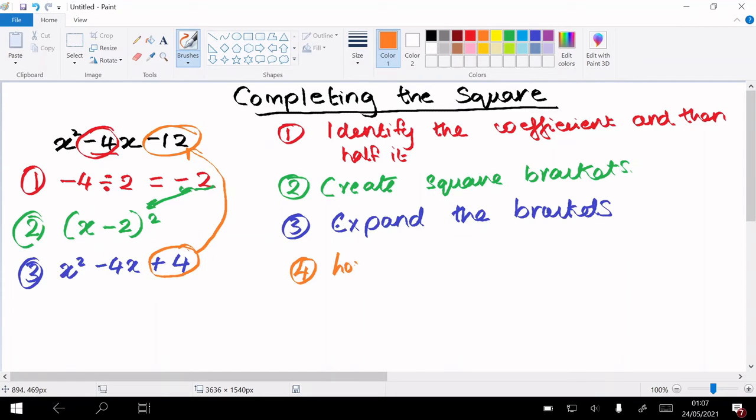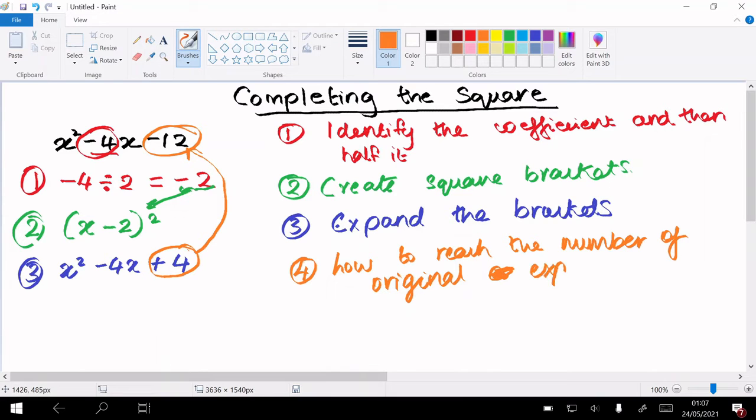So that is step 4: how to reach the number of the original expression. Once again, this is not an equation, it's an expression. So in this case, I have plus 4 and I want to reach minus 12. Therefore, I will minus 16.